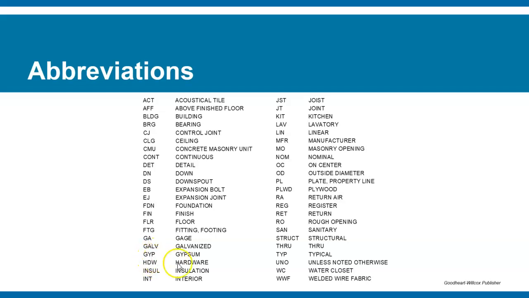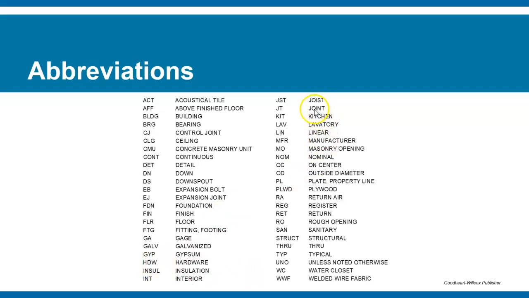GYP is pretty typical for gypsum. Gypsum is the technical term for what we know as sheetrock. But sheetrock is made from gypsum, but sheetrock is a brand name. So there are other gypsum boards that have different brand names, but gypsum also can come in large chunks that you could use in concrete construction. HDW could just say hardware. We're talking about the hardware.